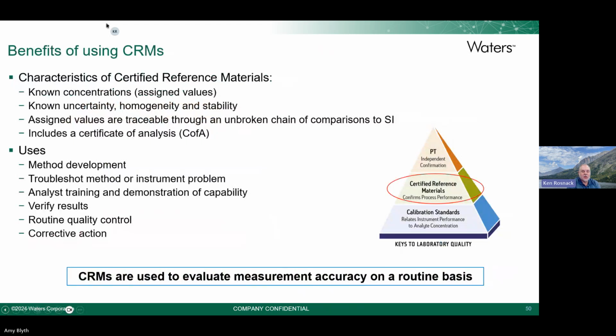So I mentioned ERA. Most everybody hopefully knows about it, but if not, they are a provider of proficiency tests and certified reference materials. The certified reference materials, they're known concentrations with a known uncertainty and stability, and the values are traceable along the way, and they contain a certificate of analysis. So that helps with method development or troubleshooting. For example, if you think you're in control of your method, if you run a CRM at the end where you know the concentrations, and then somebody compares your lab results to that, you'll know if your methodology is working.